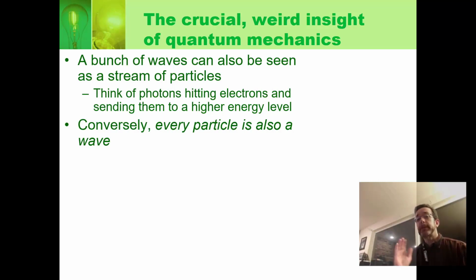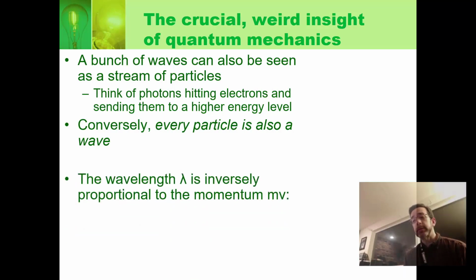So the other flip side of this, every particle is also a wave. Again, this is true for everything, no matter how big, but it's really only noticeable or non-negligible for very small things like the electron. The equation for this is that the wavelength of the wave of whatever the object is that you're talking about is inversely proportional to the momentum, which is mass times velocity. So from that we can write this equation: the wavelength lambda equals some constant divided by mv.